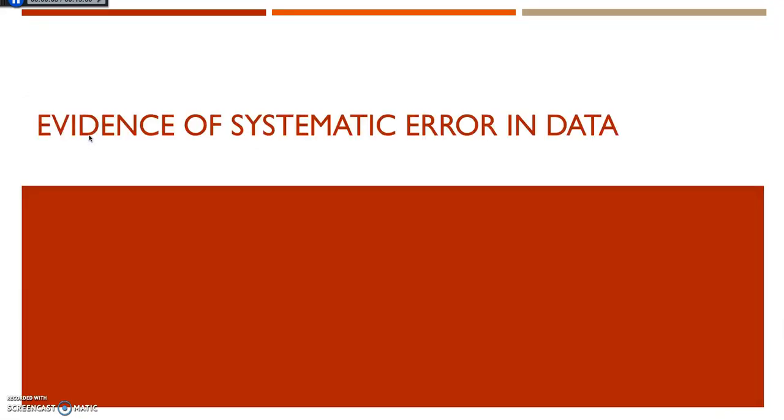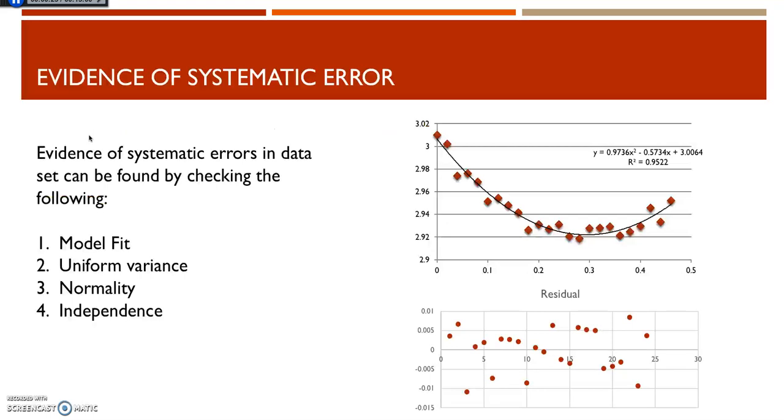We're going to talk about evidence of systematic error in your data. So what does it look like if you have systematic errors? Sometimes you can't tell, because there's just a shifting of the entire data distribution away from the true value. The previous video elaborated on that. But there is some evidence of systematic error in data.